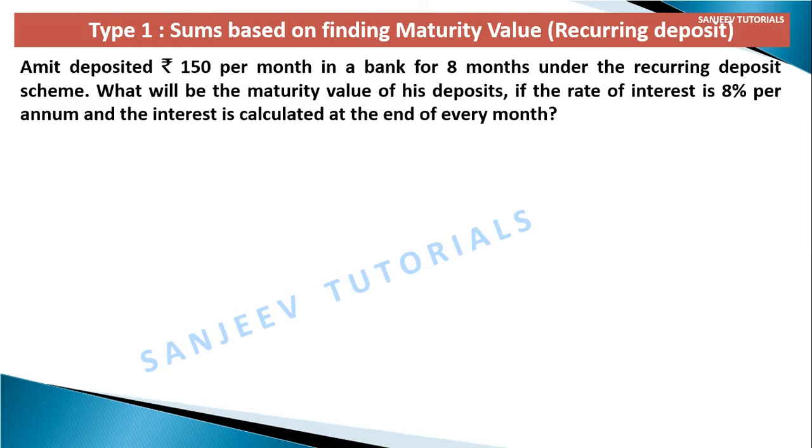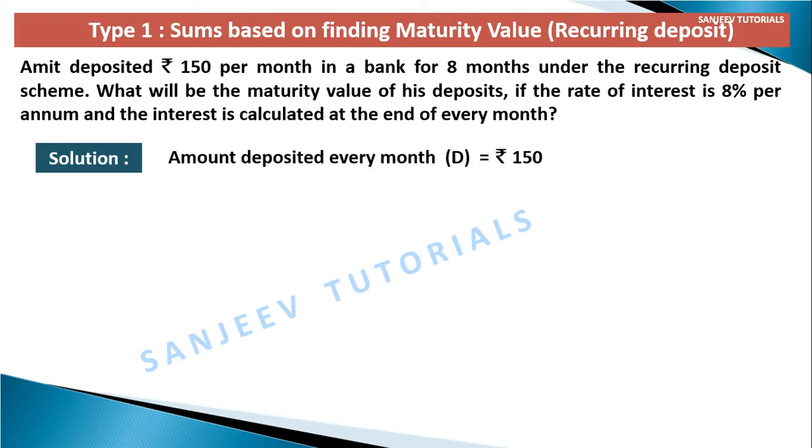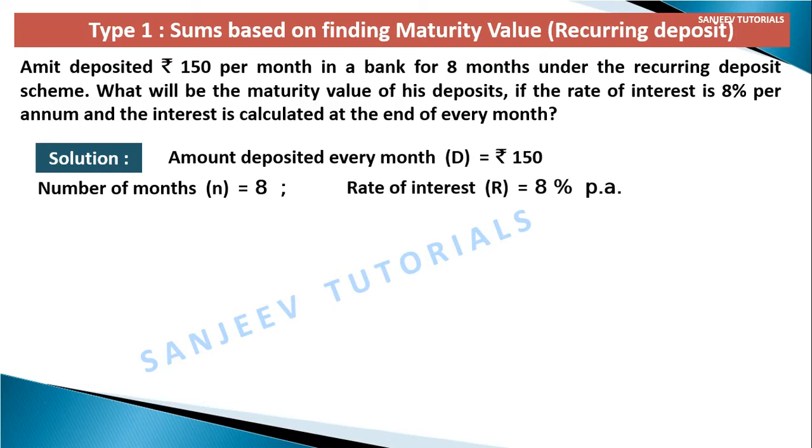Our first type of sums is based on finding maturity value. Amit deposited rupees 150 per month in a bank for 8 months under the recurring deposit scheme. What will be the maturity value of his deposits if the rate of interest is 8% per annum and the interest is calculated at the end of every month? So the data that is available to us is amount deposited every month is rupees 150, number of months is equal to 8, and rate of interest is 8% per annum.